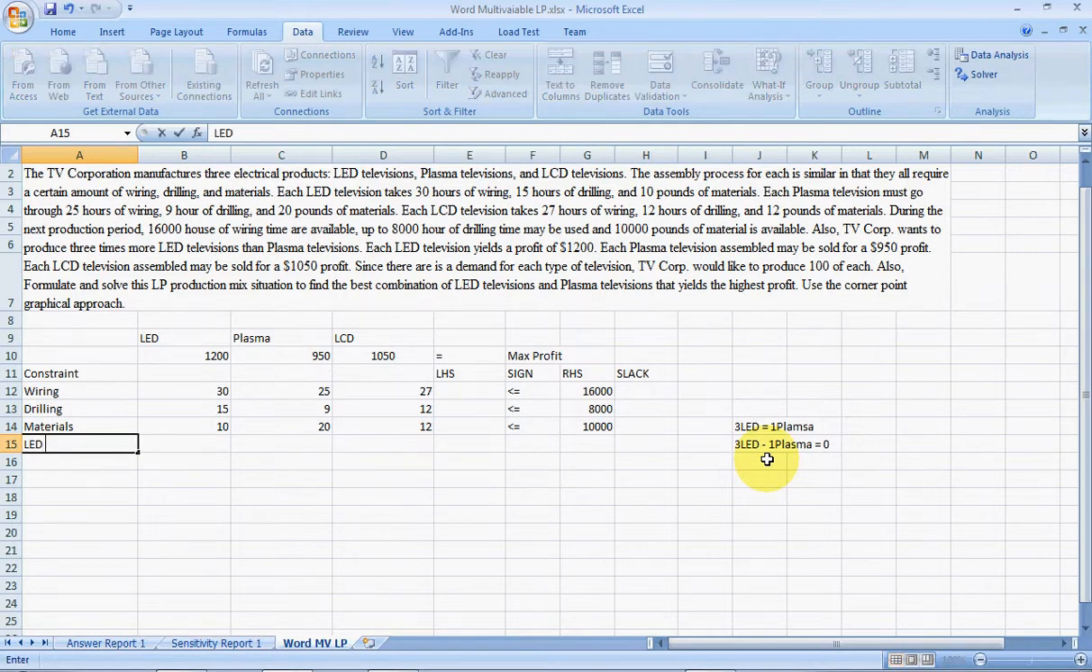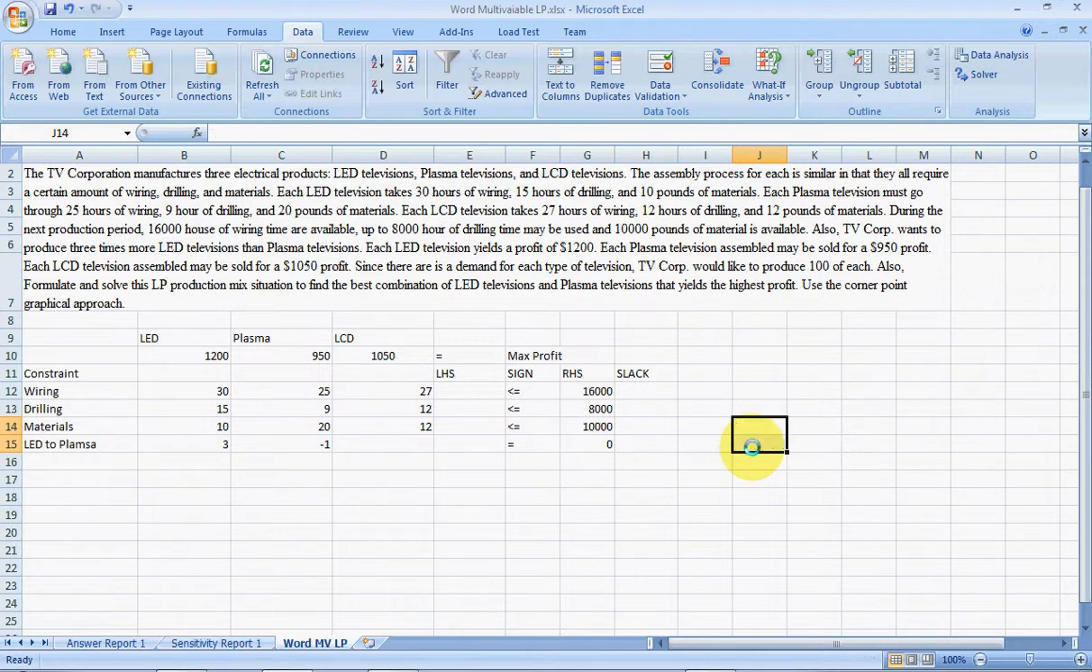So now we're just going to do this over here. LED to plasma. That's going to be 3 and negative 1, because it's minus 1 right here, and that's going to be equal to 0. And then that's how that'd be written out. I'm just going to delete that so it's not confusing. And we go through here to find another constraint.